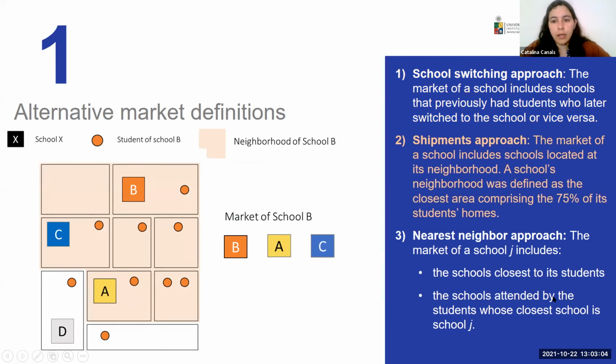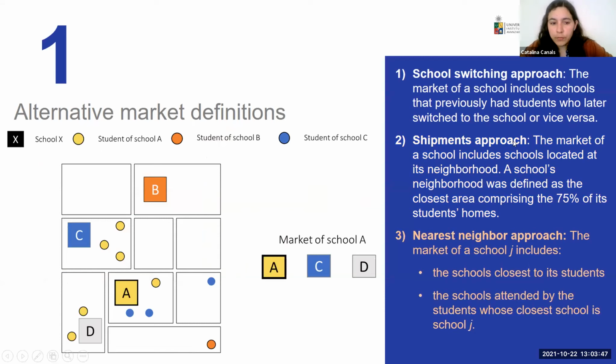The second definition, we call it the shipment approach. In this definition, we first define a neighborhood of the school. We assume that the neighborhood of the school is the closest area that includes 75% of student homes. And we assume that a school competes with the schools located in that neighborhood. So for example, here in the figure, we have this school, school B, and we have this area that is the neighborhood, the area where most of its students live. And as this area includes schools C and A, both of them are going to be included in its market.